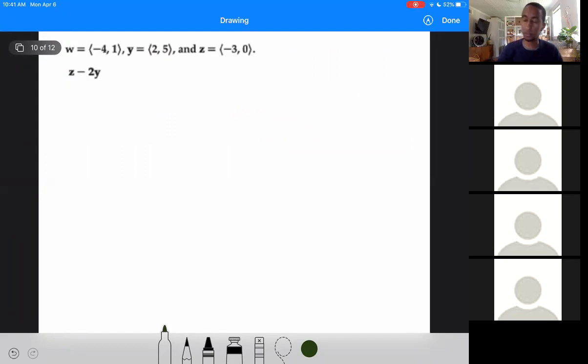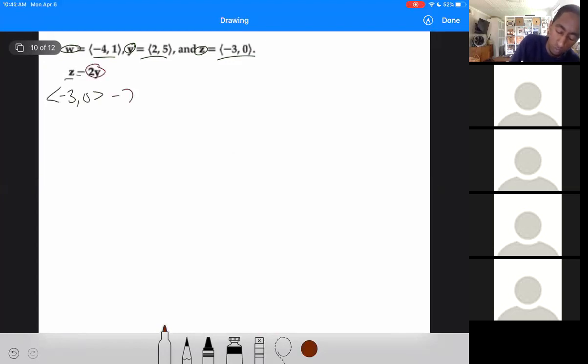So let's say we have these vectors. We have vector w, we have vector y, and we have vector z. And we're trying to do z minus 2y, okay? So vector z is -3 comma 0, minus 2, vector y is 2 comma 5. So we're not using vector w in this problem. It's just given to us, but we don't need it for this one. So we're doing -3 comma 0 minus 2 times 2 comma 5.